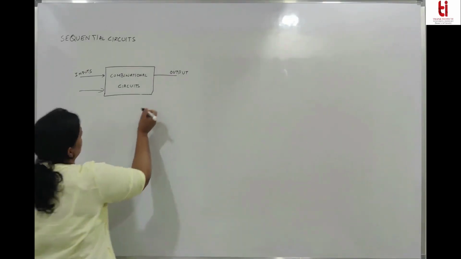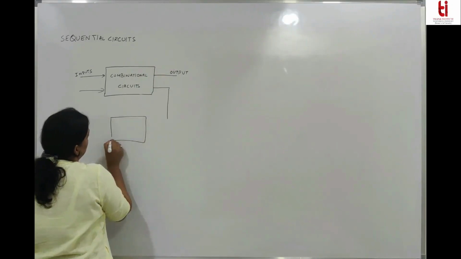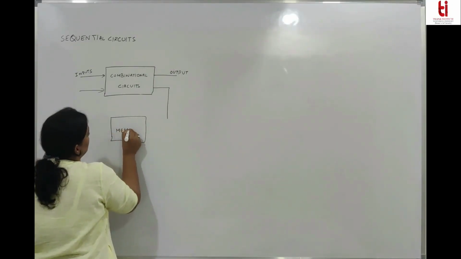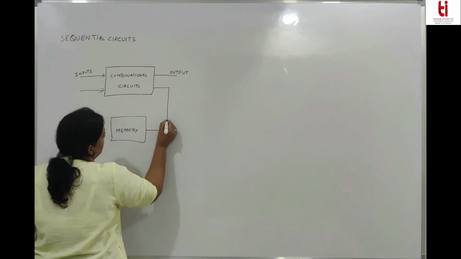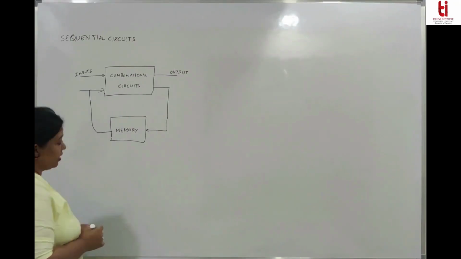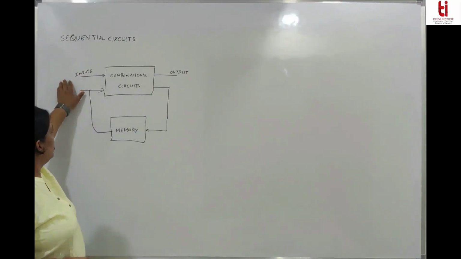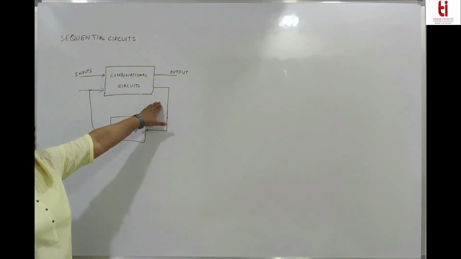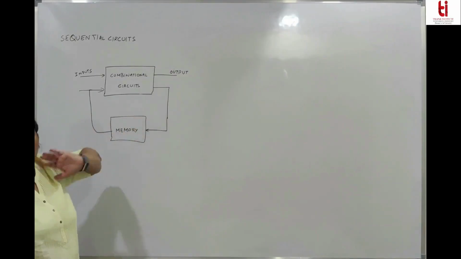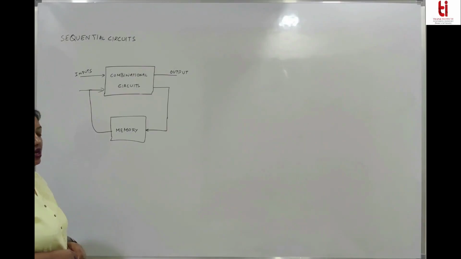That means your input goes in, and the output of this goes as an input to a memory, and so your current output depends upon the inputs as well as the past state of the output. So that is what a sequential circuit is. Now in a sequential circuit, what is a memory? What is the basic element of a memory?